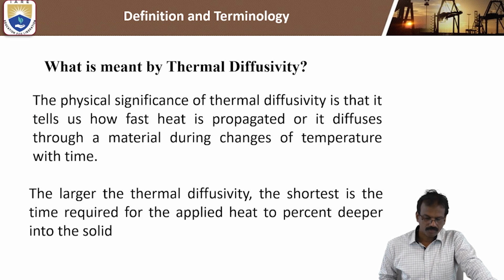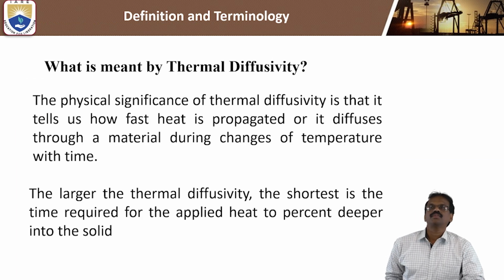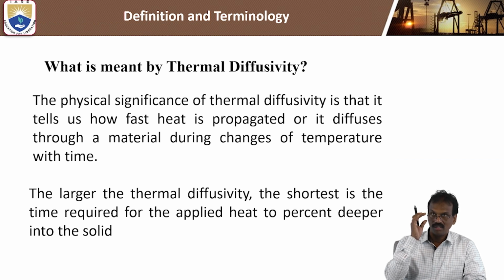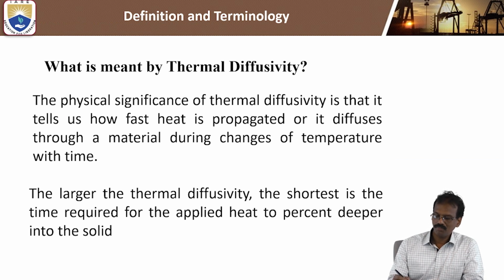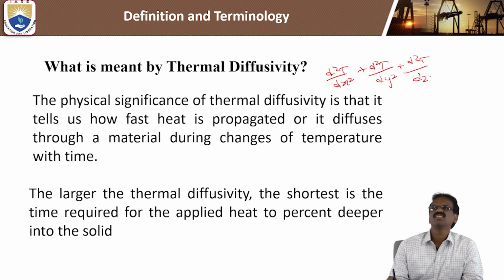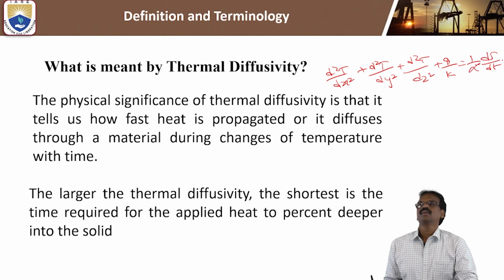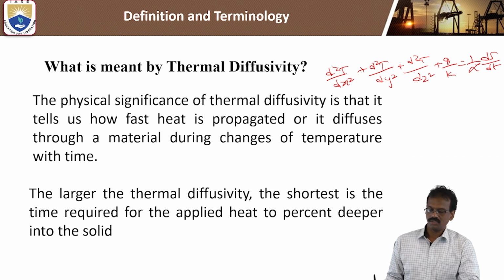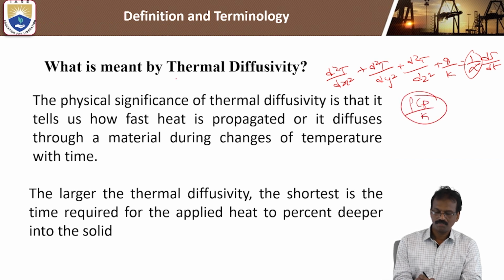Okay. Now we'll see the thermal diffusivity. In the previous slide I already mentioned: d square T by dx square plus d square T by dy square plus d square T by dz square plus q by k is equal to 1 by alpha into dT by dt. So this is the heat conduction in the Cartesian coordinate system. Here 1 by alpha means rho Cp by k. So this is called thermal diffusivity.